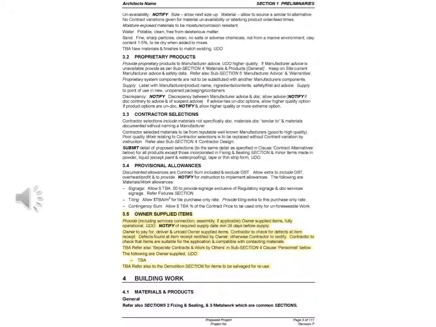Related to supply, coming down to clause 3.5 of materials subsection, owner supplied items. This demonstrates the clarity in the specification. The owner purchases, delivers and unloads items, then the contractor inspects for defects, and if found, are the owner's responsibility. Thereafter, they are the contractor's responsibility.